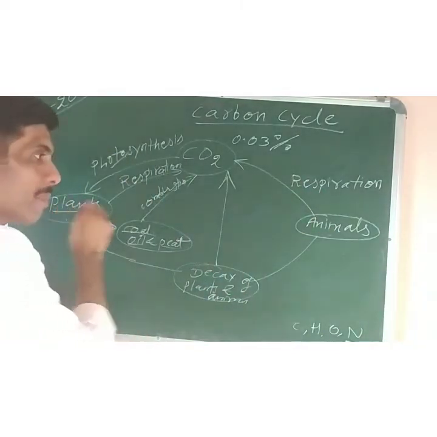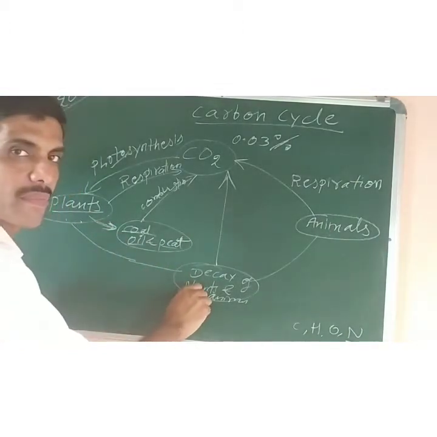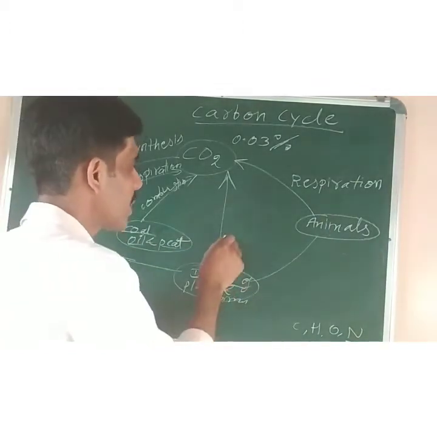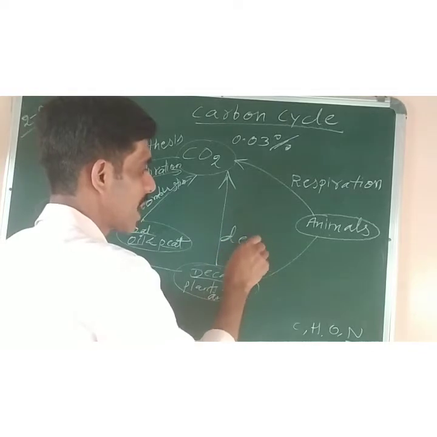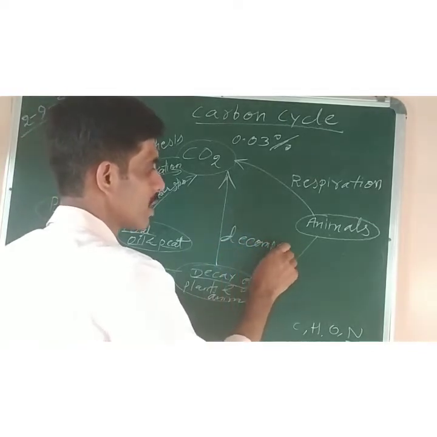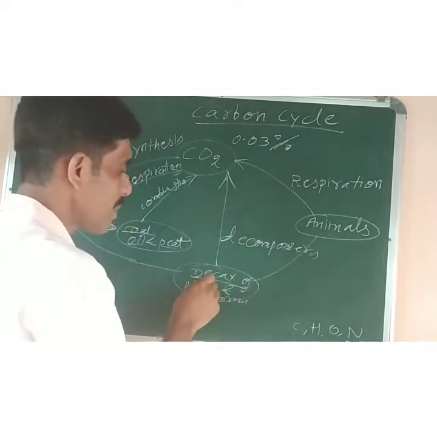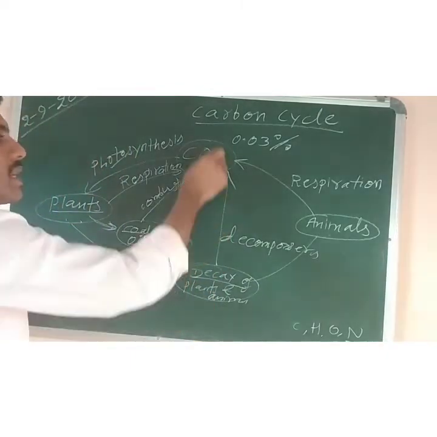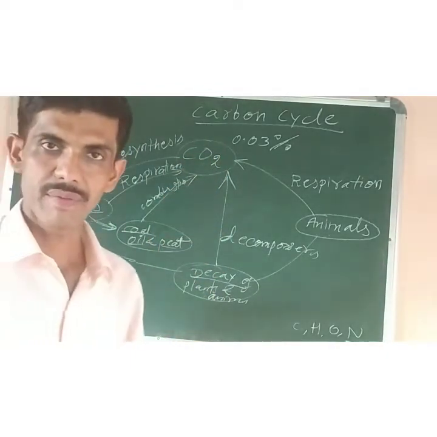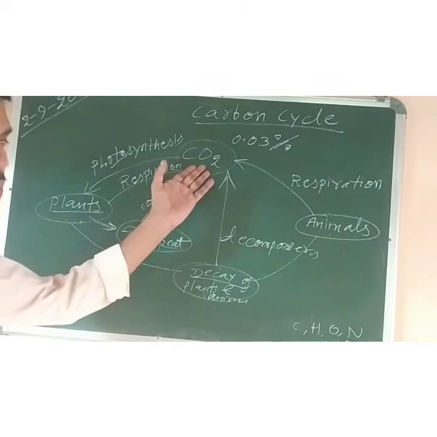Similarly, when both the plants and animals die, their dead bodies will be acted upon by the decomposers like bacteria and fungi. So decomposers will help to release the carbon and take it to the atmosphere. So in this way carbon is returned back to the atmosphere.